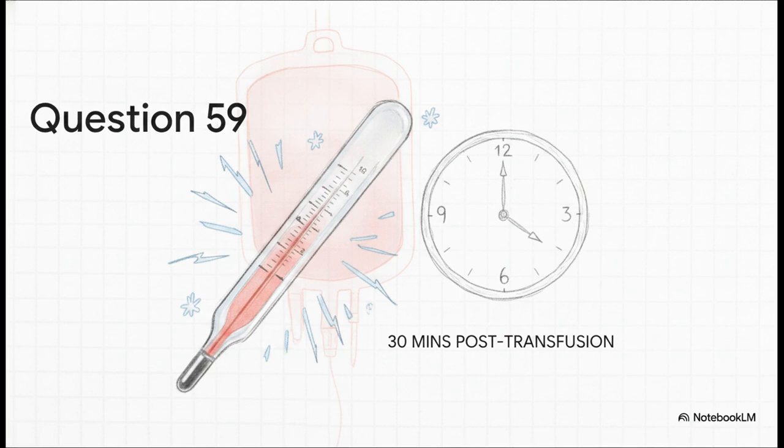A patient develops fever with chills 30 minutes after blood transfusion. What is the most likely etiology? A. Cold blood. B. Malaria transmission. C. Body's reaction to white blood cells in donated blood. D. Fluid overload. E. Dilution coagulopathy.